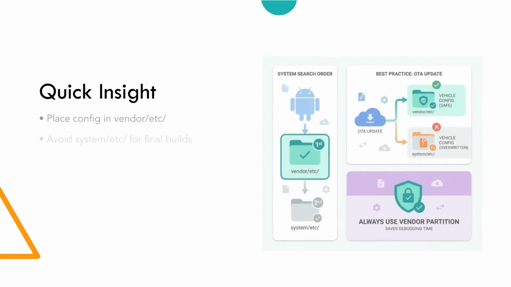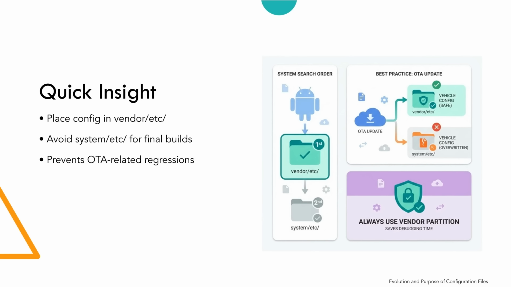Students often ask, where to put this file? The system searches vendor/etc/ first, and then system/etc/. As a best practice, always place your finalized configuration in the vendor partition. This ensures that when you update the core Android system, your vehicle-specific speaker mappings remain untouched and safe. It's a simple detail, but it saves hours of debugging during OTA updates.